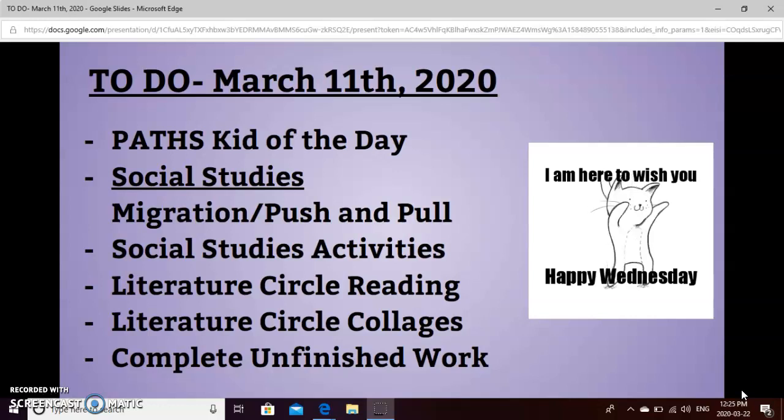We're going to be working on social studies, and we're going to be talking about migration and push and pull factors that we might see when people choose to immigrate or emigrate into a country or out of another country. We'll be doing some activities around this, and that's what we're going to be working on today.